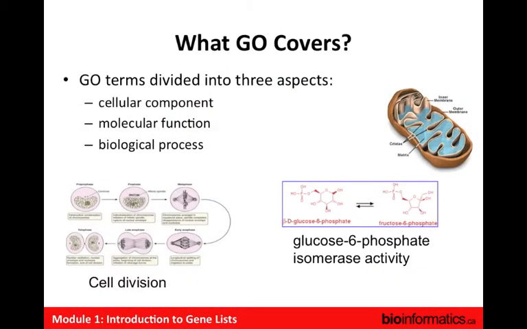So I mentioned different types of gene function. GO covers three. They divided gene function into three different types: cell component, where things appear in the cell; molecular function, what the enzymatic function is, for instance protein kinase or glucose 6-phosphate isomerase. Usually these terms have activity afterwards, so the gene encodes a protein with isomerase activity. And then biological process, which is more related to pathways, although the pathways can be very general.